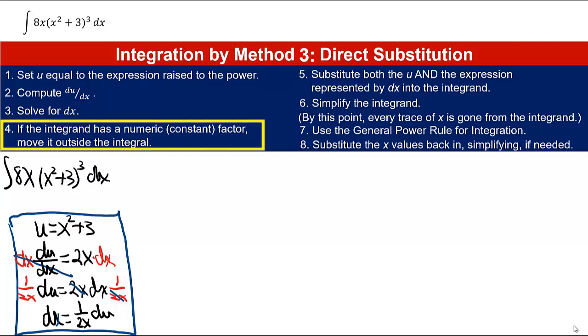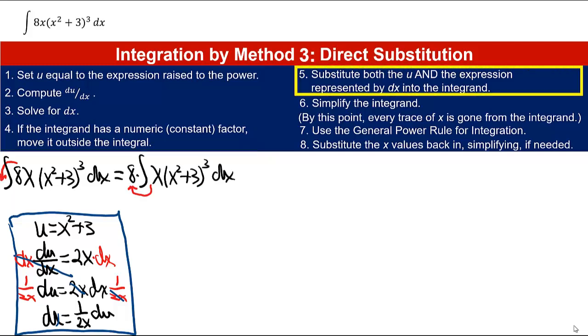Step 4 says if the integrand has a numeric factor, which is just a constant, a number, move it outside the integral. There is an 8, which is a factor of the entire integrand, so we want to move it out. Step 5, which is really the heart of the process, says to substitute both the u and the expression represented by dx into the integrand. So since we know that x squared plus 3 is equal to u, we can take that x squared plus 3 out and put in u, and I also want to emphasize that that 8 still has to be written down as you go down. You're not doing anything with it, but it does carry down the process.